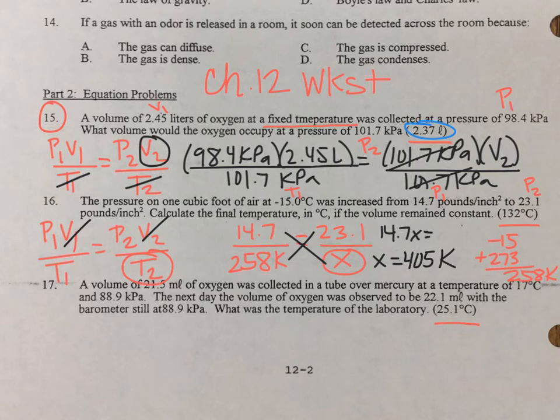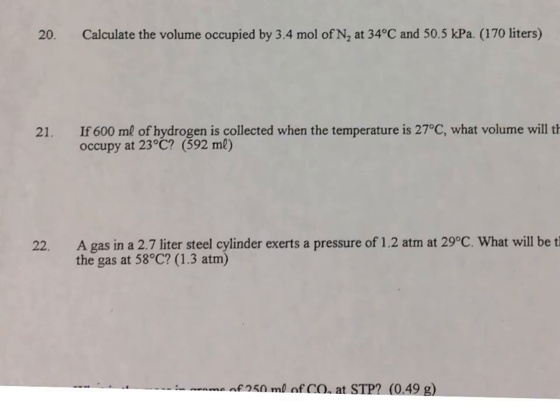But don't forget, that's in Kelvin. This question wants you to put your answer in Celsius. So once you get the 405, convert that into Celsius by subtracting 273, and then that's how they got that answer right there. All right, there's one more type of problem that I want to do with you, and it's on the next page. The next one I want to do with you is number 20.